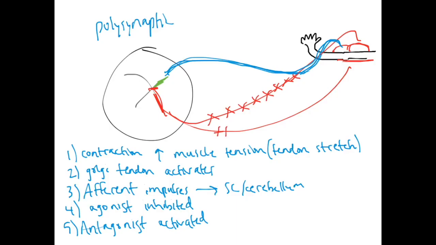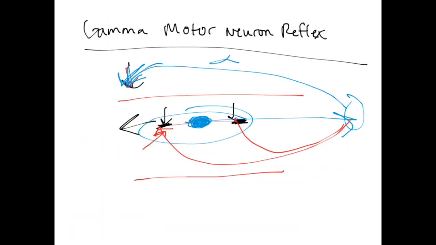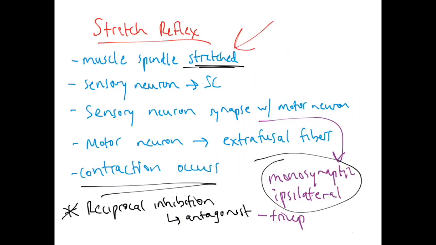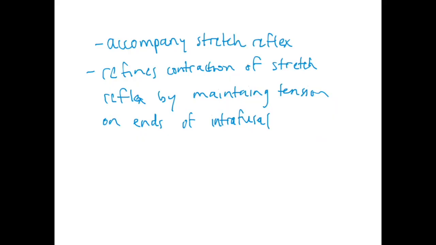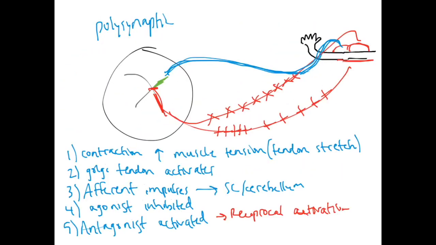So we have reciprocal activation. What's our reciprocal antagonist here? That's our tricep. So our tricep would contract at this point. So this is called reciprocal activation. So with the stretch reflex, keep these things separate in your head. With the stretch reflex, we have reciprocal inhibition, where the antagonist is inhibited. For our Golgi tendon reflex, we have our agonist inhibited and our antagonist activated. So this time we get reciprocal activation. All right.